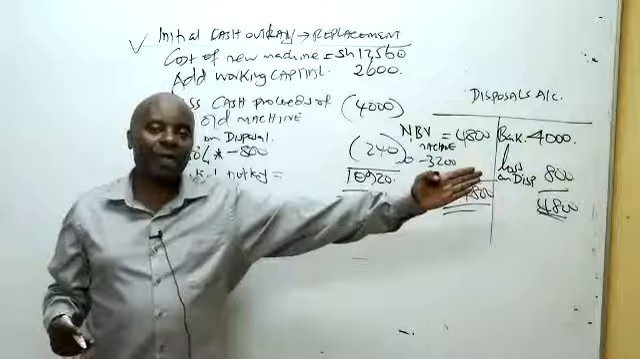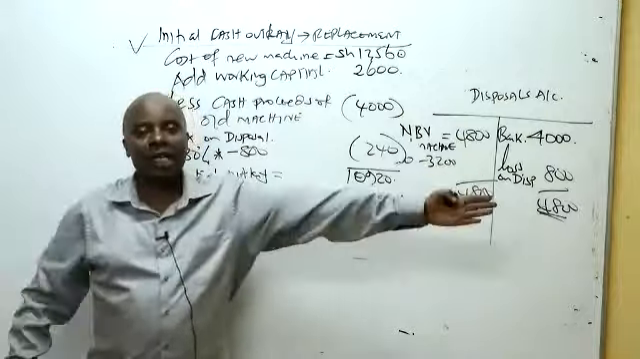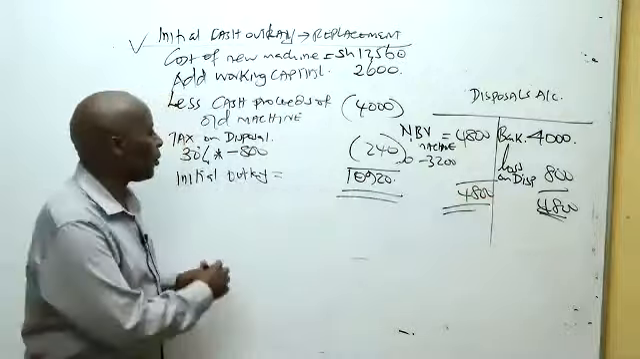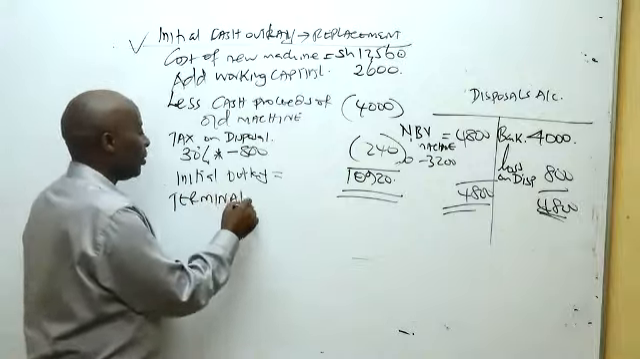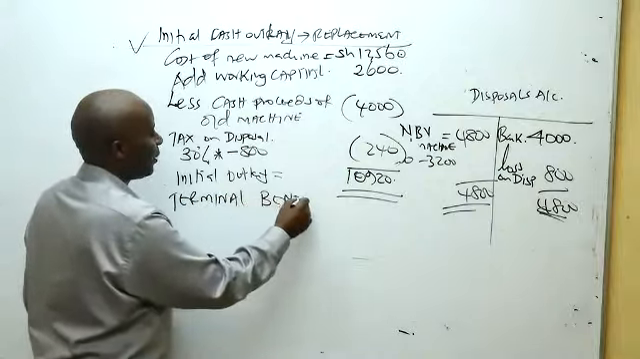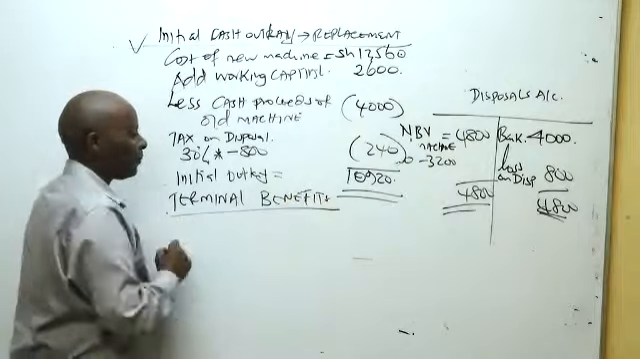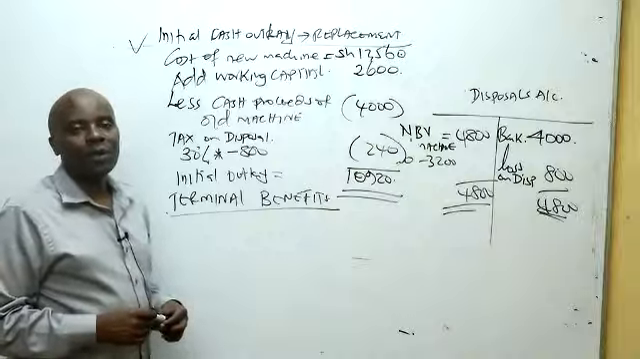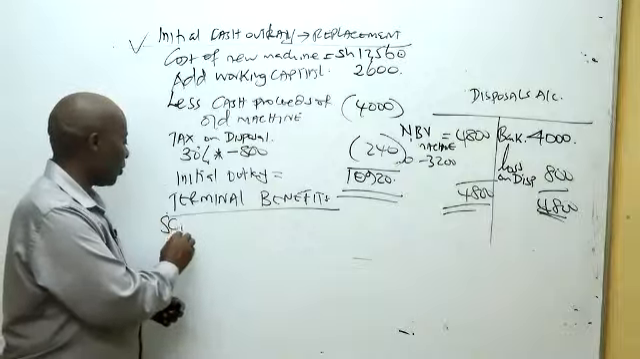Cash flow at the beginning, cash flow at the end, and then cash flow in between. So we've gotten cash flow at the beginning. Let's get cash flow at the end. Cash flow at the end, we normally call the terminal benefits. So the first terminal benefit is a scrap value.